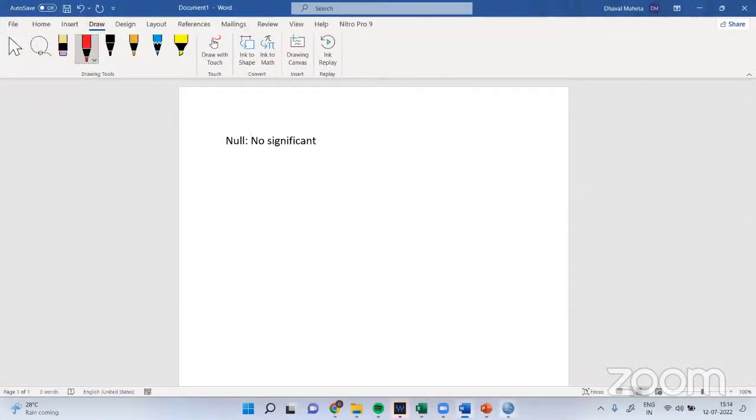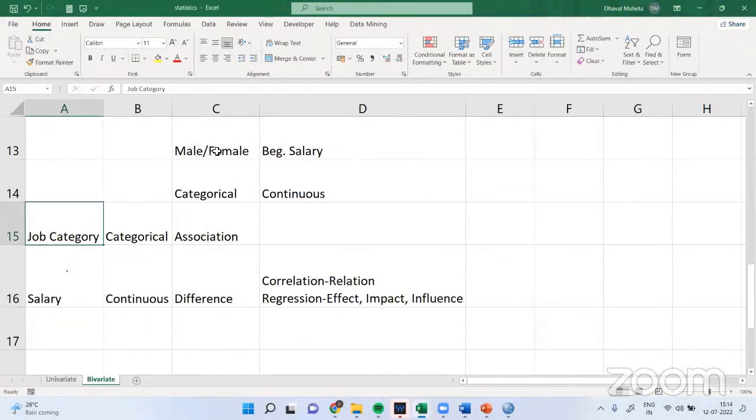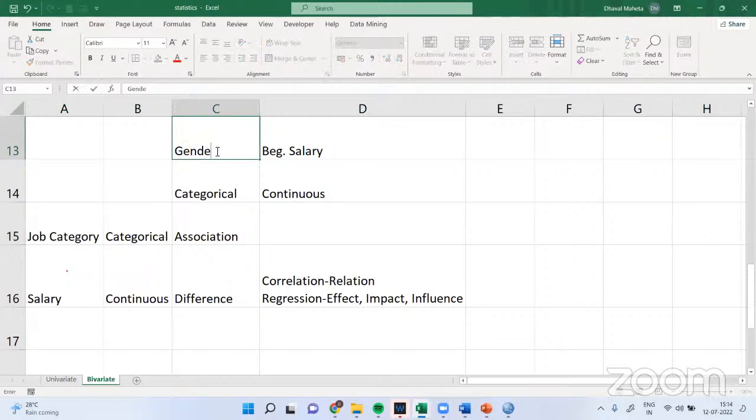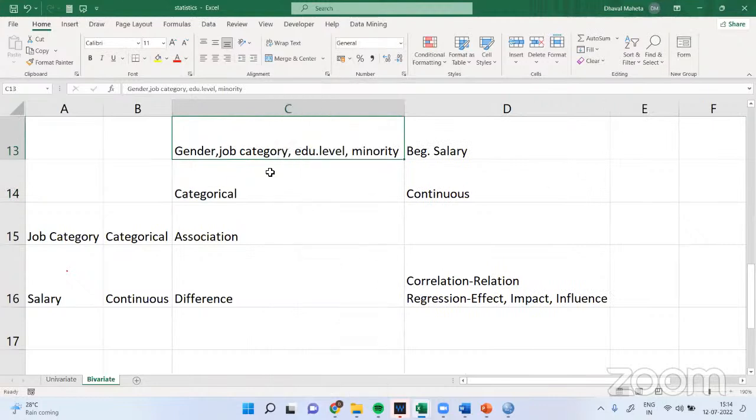So let us write down the categorical variables here one by one. Okay, be with me. So I'll say gender, job category, education level, and minority. Right? Now pick up one variable from here and pick up one variable from here. Naturally, you will not pick up gender and gender. The variables should be different. So pick up one variable, gender from here, and job category from here.